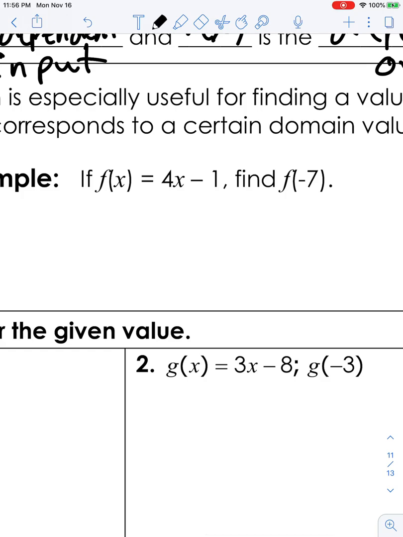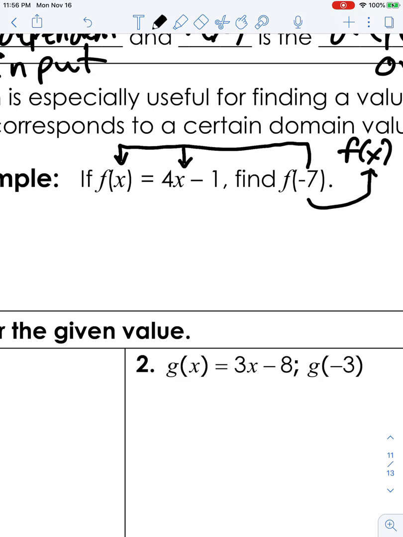We've got, if f of x equals 4x minus 1, find f of negative 7. So the negative 7 is in place of the x. It literally wants you to put it in place of the x. Pretty simple. If it's f of x and they replace the x with a number, then you put the number in place of the x. So this is going to be f of negative 7 equals 4 times negative 7 minus 1.